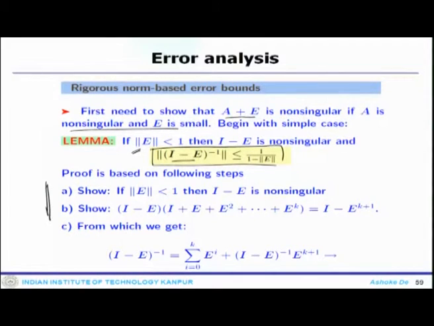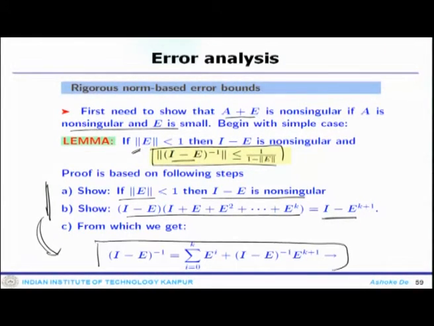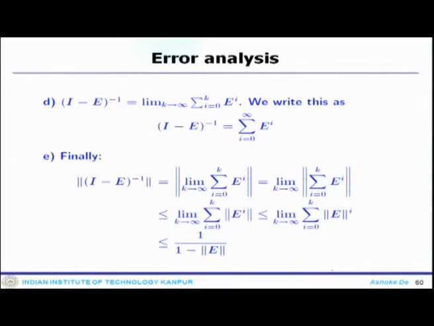So, this can be proved based on this kind of theorem. First you can show that if the norm of E is less than 1, then I minus E is non-singular. In the second step, you expand I minus E to the kth level, which is the identity matrix minus E to the power k plus 1. Combining these two, you obtain this. Once you obtain this, take the limit as k tends to infinity, and we get I minus E inverse, which is the sum of E to the power i from 0 to infinity, the smallest value.